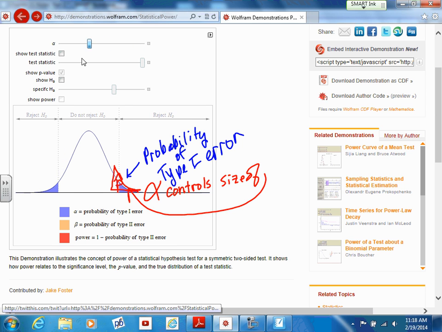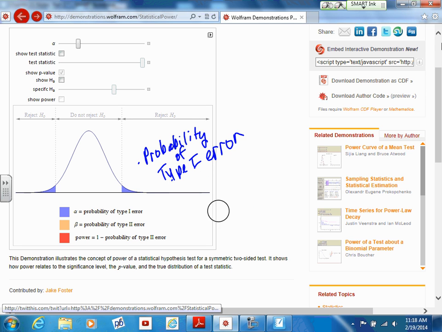Watch this. I can shrink the size of the type 1 error, the probability, by shrinking the size of alpha. Okay? So there you go. So that's important. If you go to a job and you don't want a type 1 error to happen, then you demand that you want that alpha to be smaller. Okay, let's do the next one.